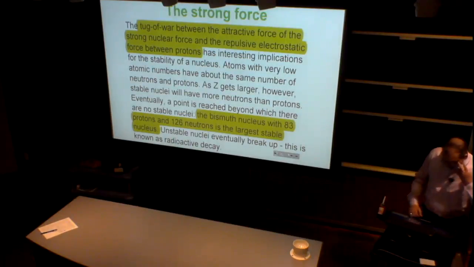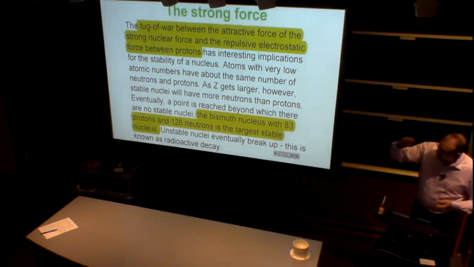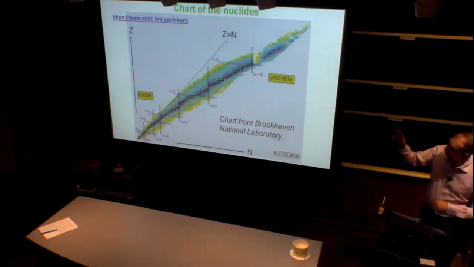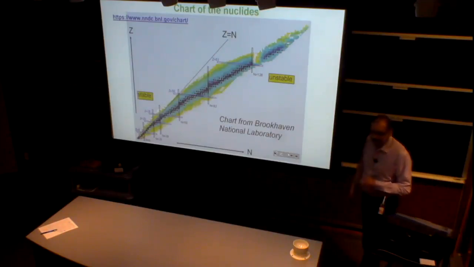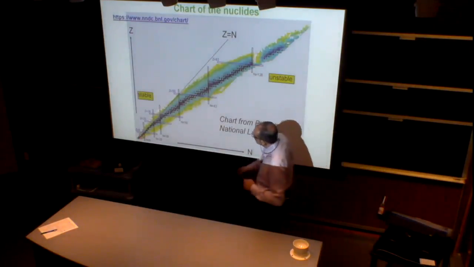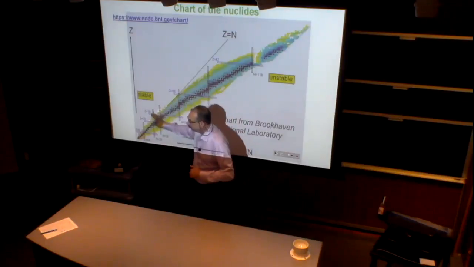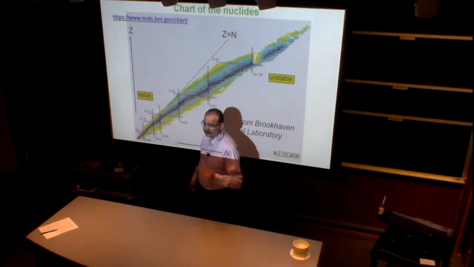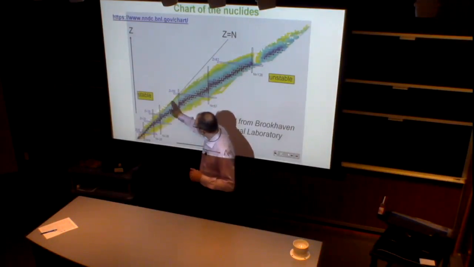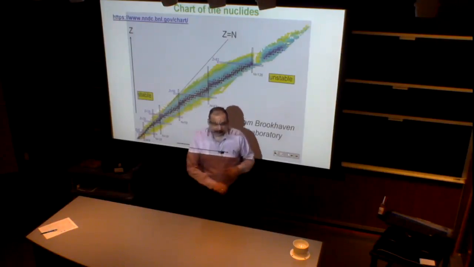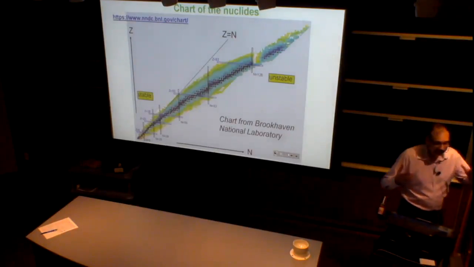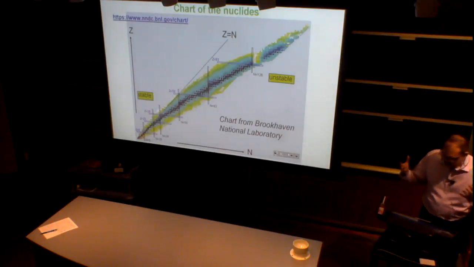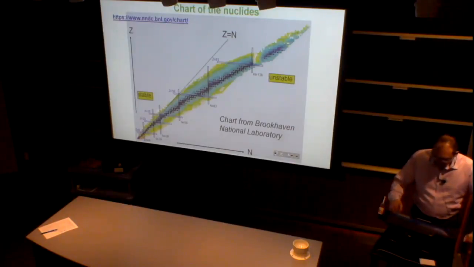And well, if you go to this link and look at the chart, you can look at different elements. Some elements below a certain number have stable isotopes, but above a certain number, stable isotopes just don't exist anymore. For large nuclei, the strong force is not strong enough to keep them together.